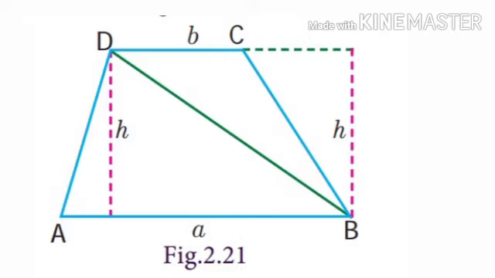A parallelogram with one pair of non-parallel sides is known as a trapezium. The distance between the parallel sides is the height of the trapezium. Here, the sides AD and BC are not parallel, but AB is parallel to DC.